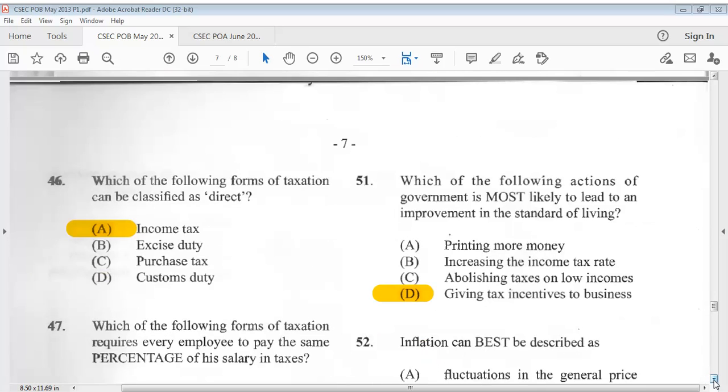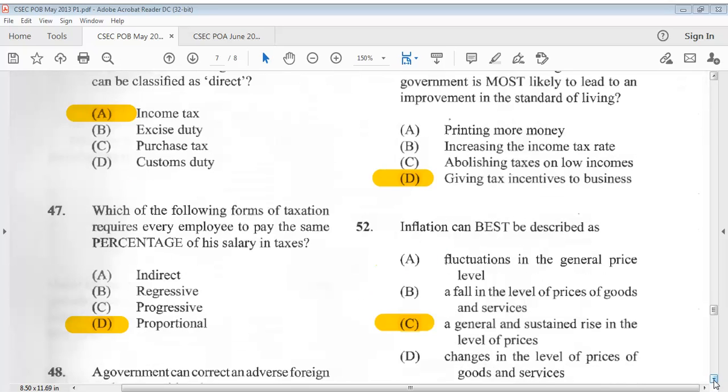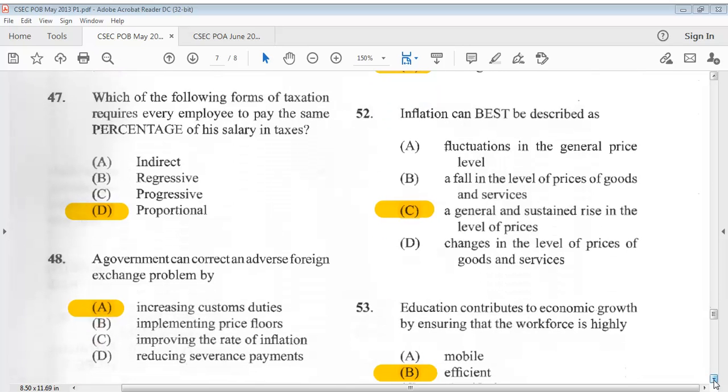46 says, which of the following forms of taxation can be classified as direct? We know that is income tax, A. 47 says, which of the following forms of taxation requires every employee to pay the same percentage, and that is in bold caps, of his salary in taxes? We know that is D, proportional tax. It's not A, B, nor C. A says indirect, B, regressive, C, progressive. So we know it is D, proportional.